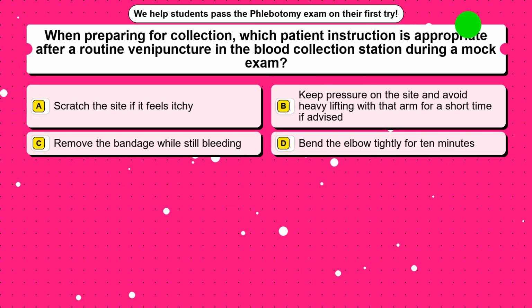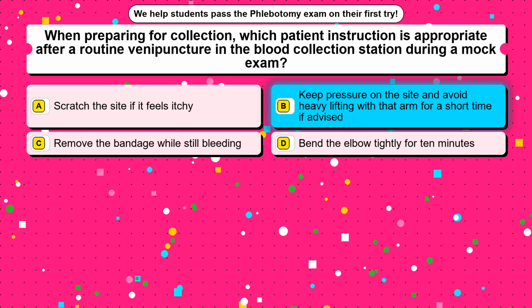Question 93. When preparing for collection, which patient instruction is appropriate after a routine venipuncture in the blood collection station during a mock exam? Option A. Scratch the site if it feels itchy. Option B. Keep pressure on the site and avoid heavy lifting with that arm for a short time if advised. Option C. Remove the bandage while still bleeding. Option D. Bend the elbow tightly for 10 minutes.